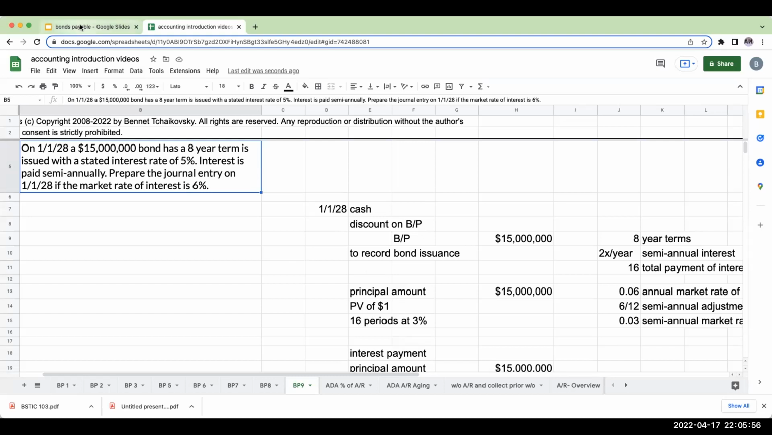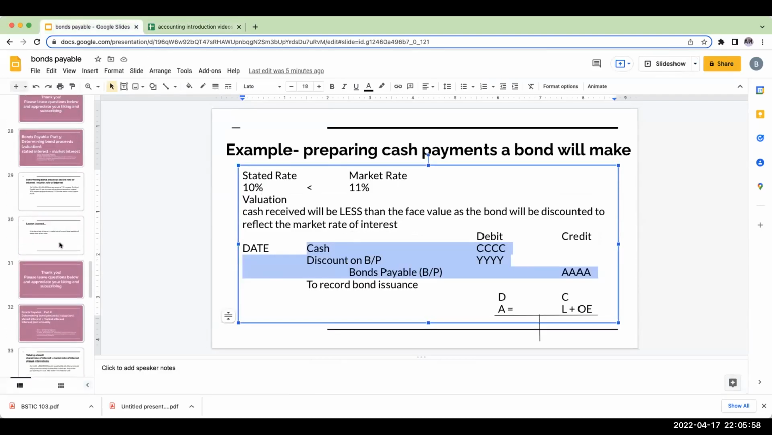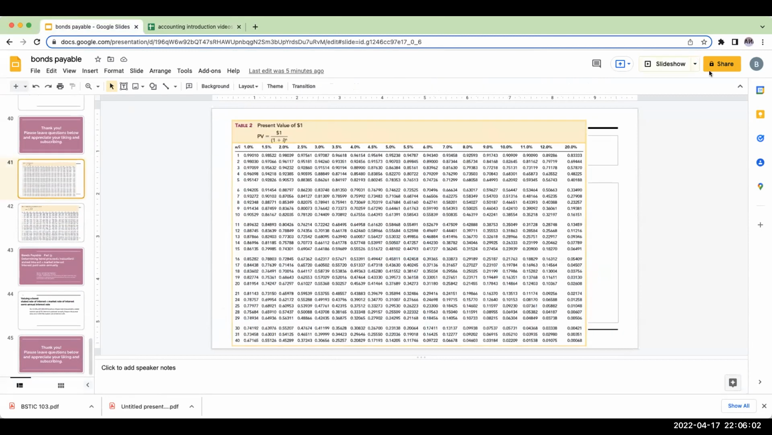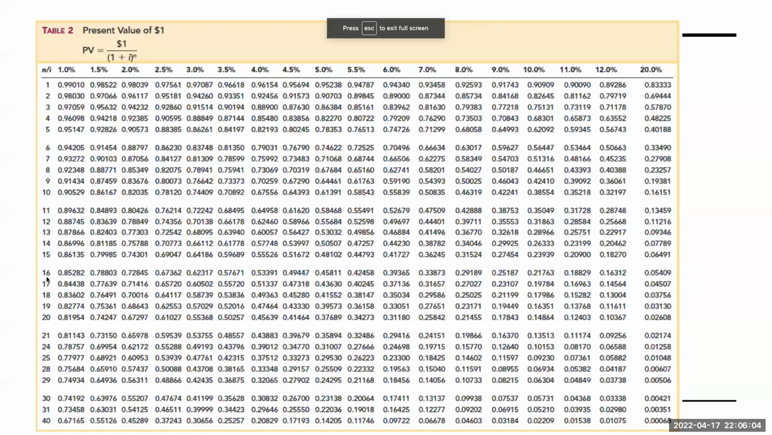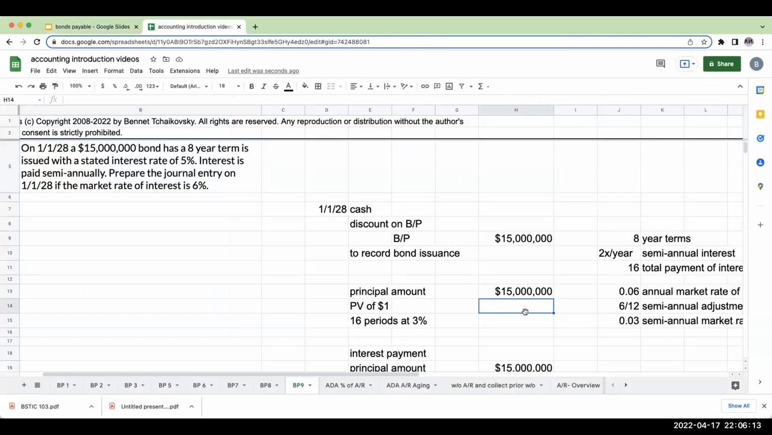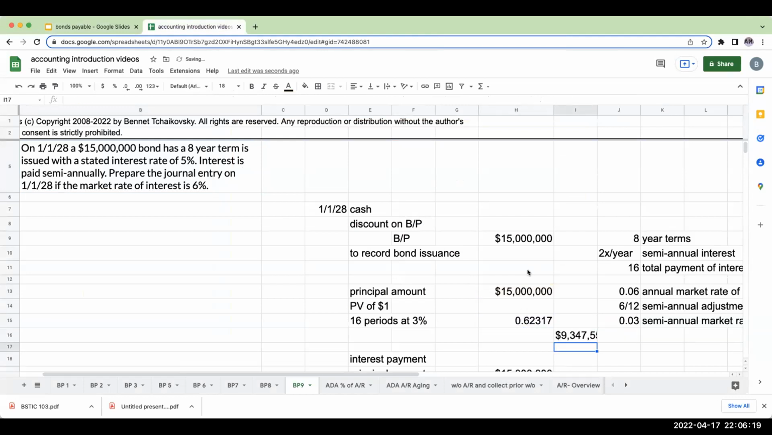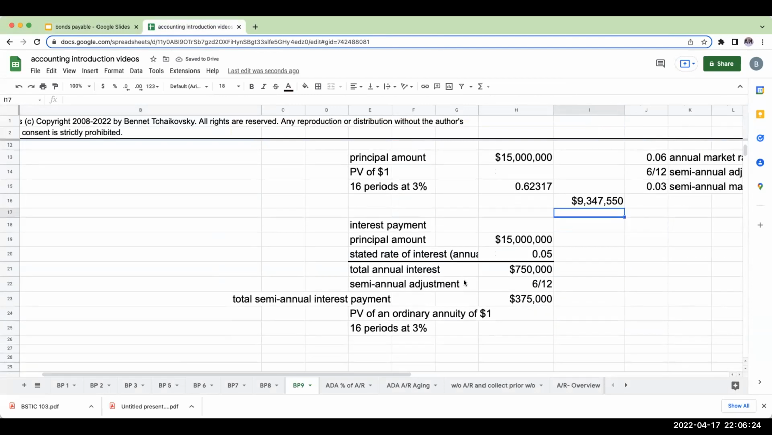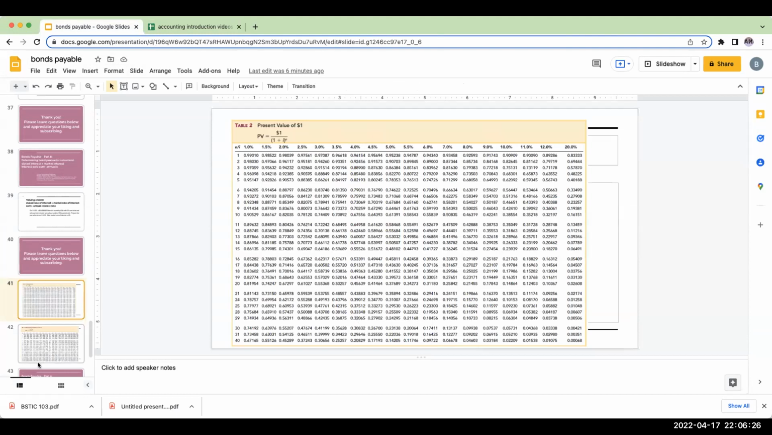So let's go ahead and figure these out. We've got 16 periods at 3%, and the factor is 0.62317. So the total present value of this payment is going to be $9,347,550. Let's go ahead and do the other one.